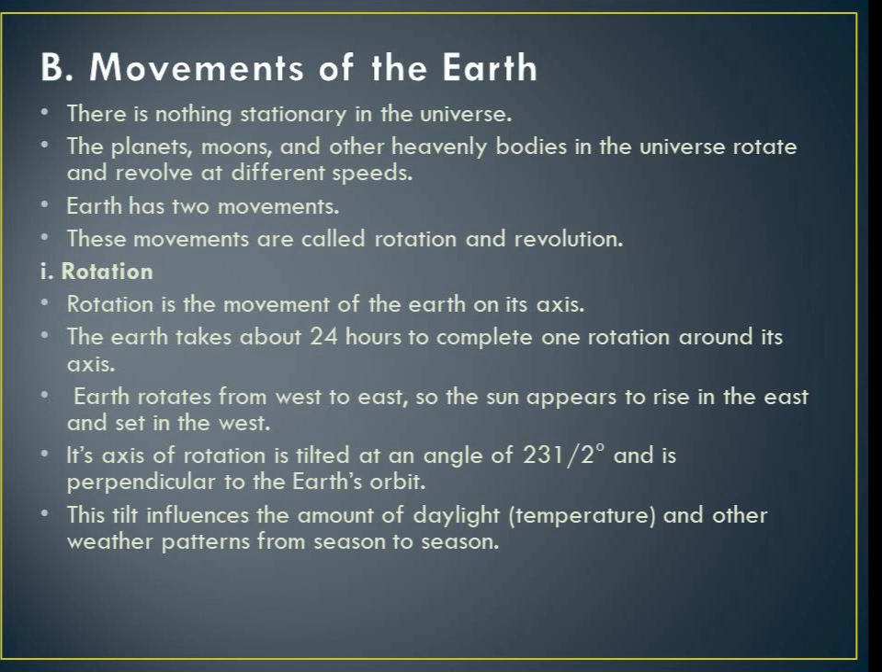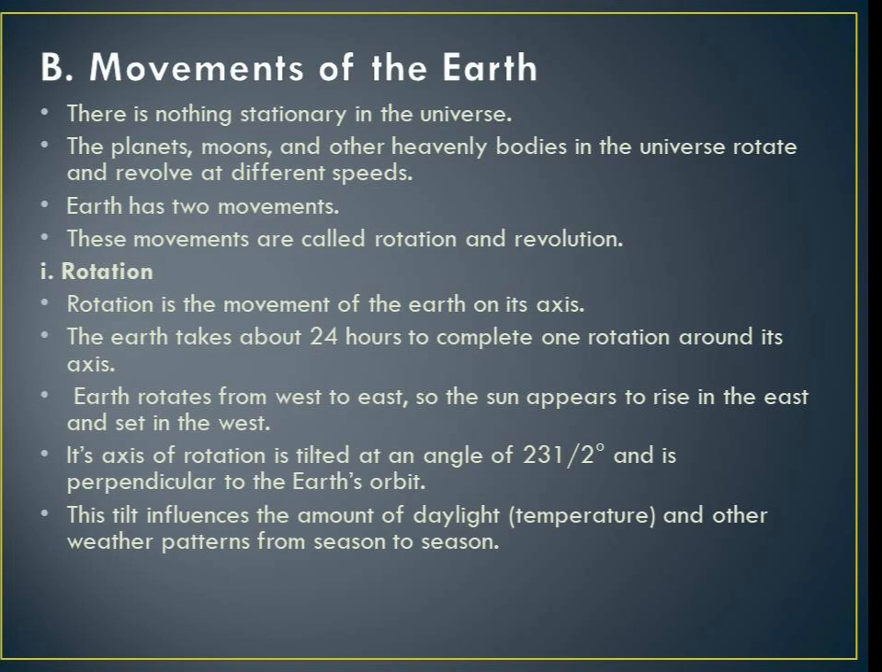The Earth takes about 24 hours to complete one rotation around its axis. Earth rotates from west to east, and the sun rises in the east and sets in the west.